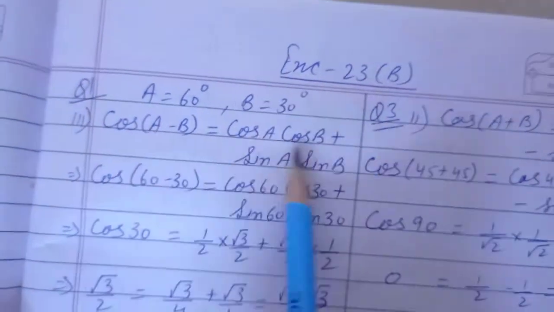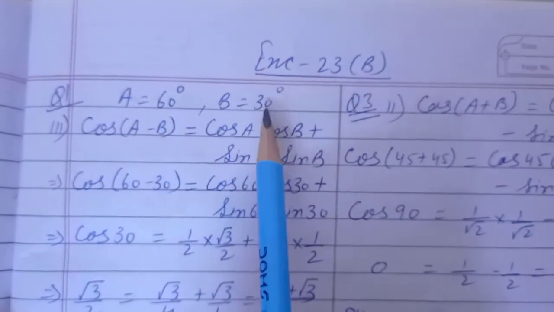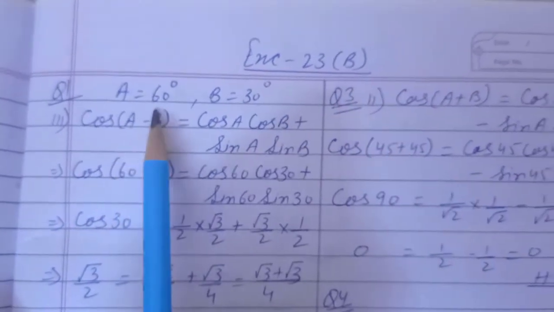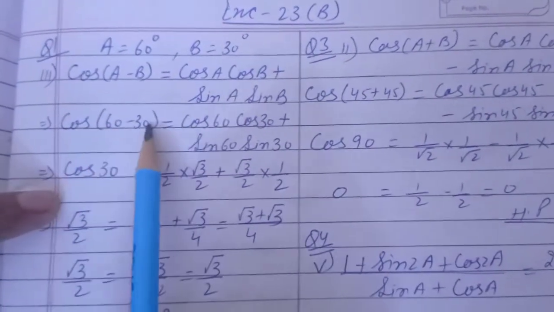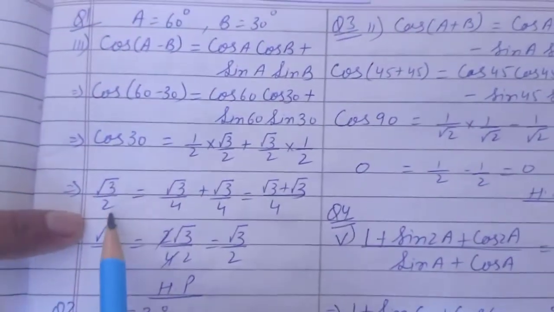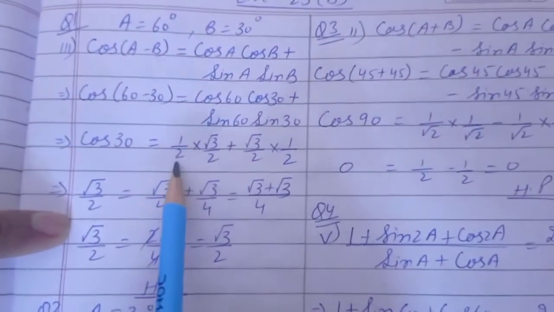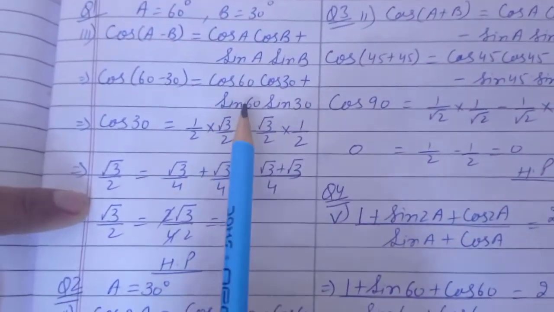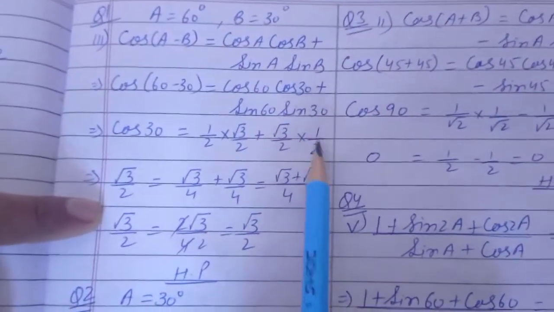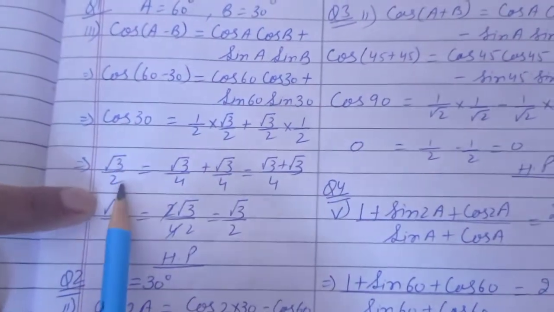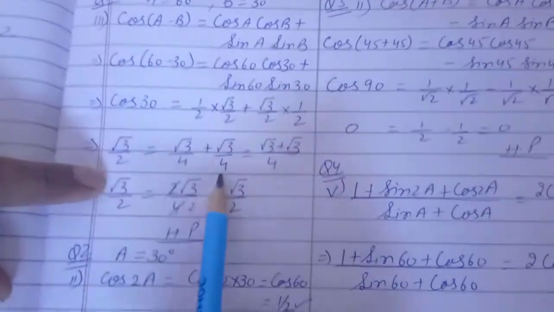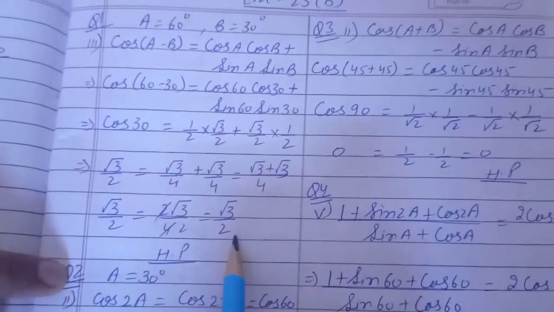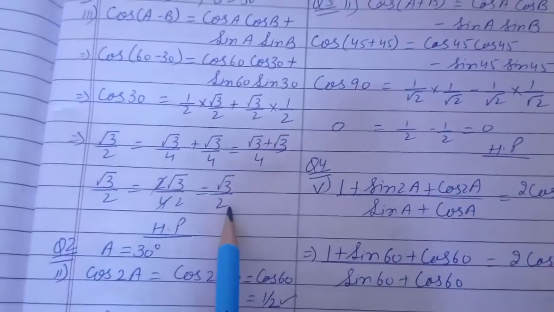Exercise B. This is the given question and the values of A and B are given. So in place of A write 60, in place of B you write 30. So we are left with this. Cos 60 minus 30 is cos 30, value is root 3 by 2. Cos 60 is 1 by 2. Cos 30 is root 3 by 2. Sin 60 is root 3 by 2. Sin 30 is 1 by 2. Let's solve. This was root 3 by 2. It will become root 3 over 4 plus root 3 over 4. Take LCM, find the answer. Left hand side is equal to right hand side.